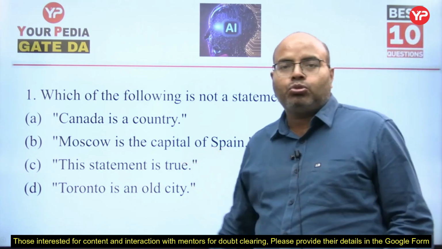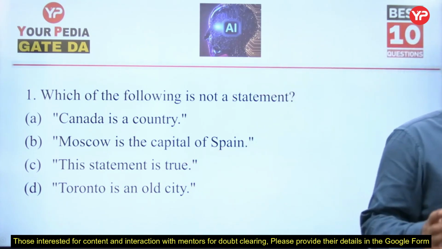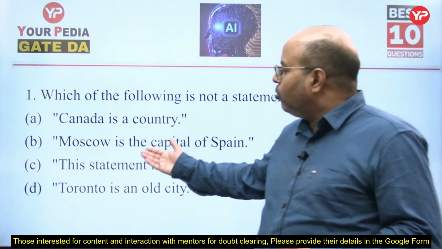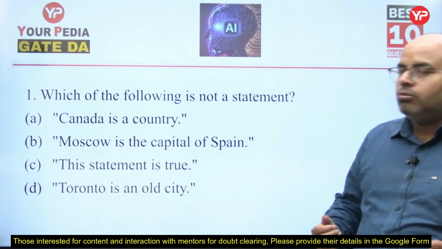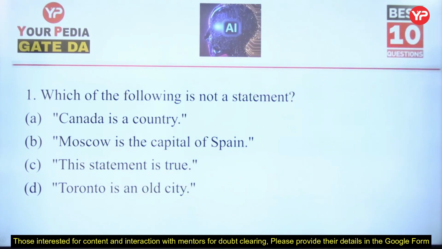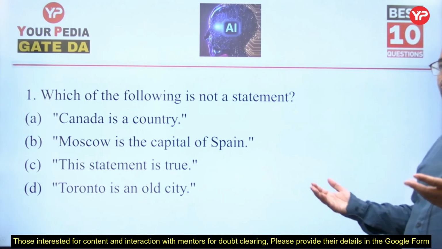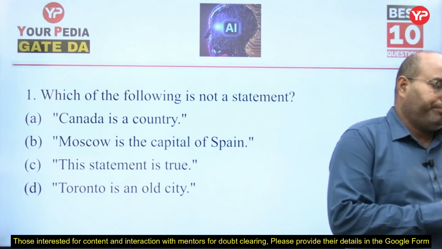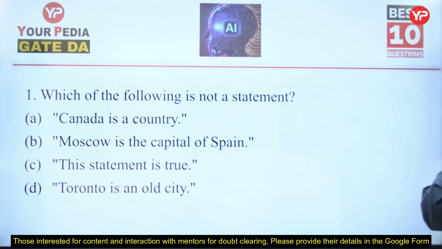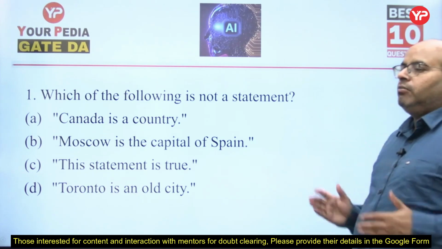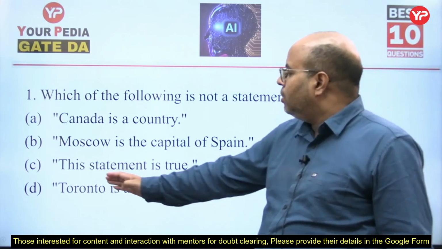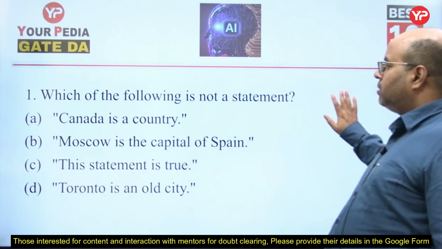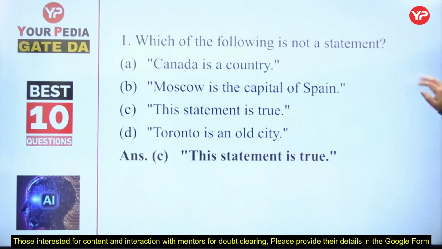This statement is true. Is it a statement? No, because we don't know which statement he is talking about. Only this statement is true. Since we don't know, we can't establish whether this statement is true or not. In propositional logic, any propositional logic statement, we must be able to ascertain whether it's true or not. Toronto is an old city, of course it's a statement. So "this statement is true" is not a statement. Answer is C.